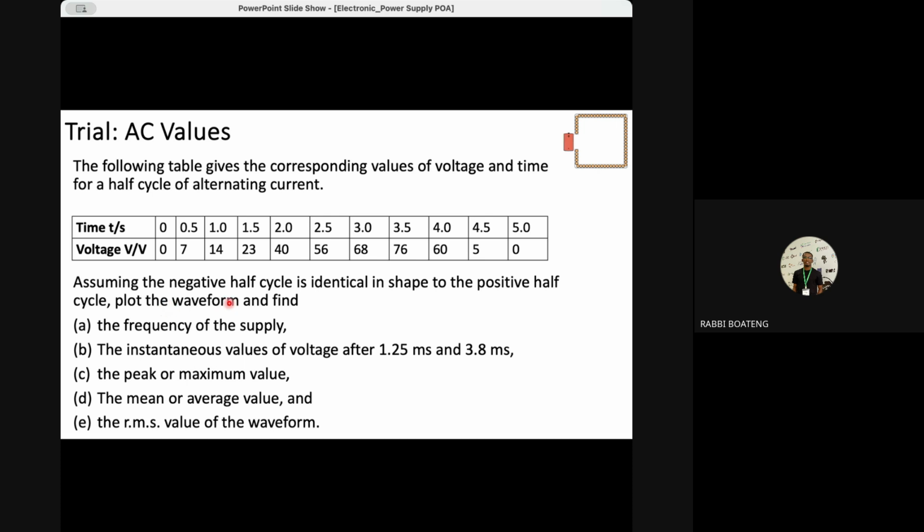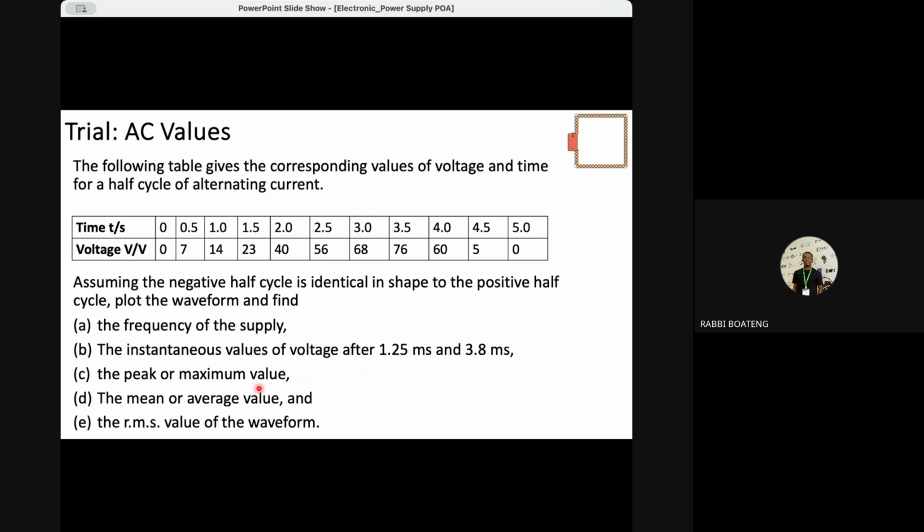Now, the question is telling us that, let's assume that the half cycle is the same as the negative half cycle. They are identical. So what you get at the positive is still the same as what you have at the negative. From this, what will be our frequency of the power supply? What will be our instantaneous voltage? Here we are dealing with voltage. The voltage after 1.25 milliseconds and 3.8 milliseconds.